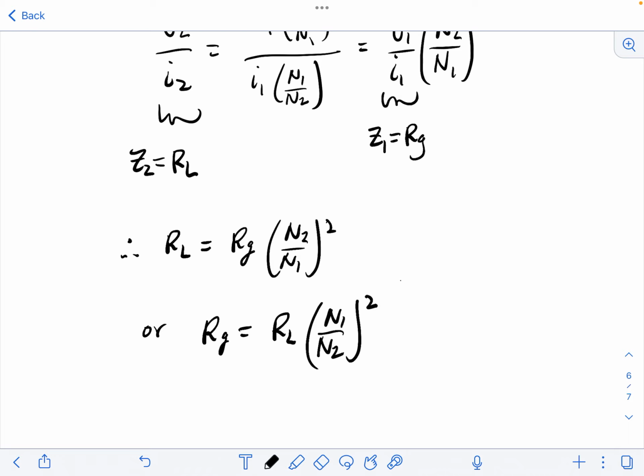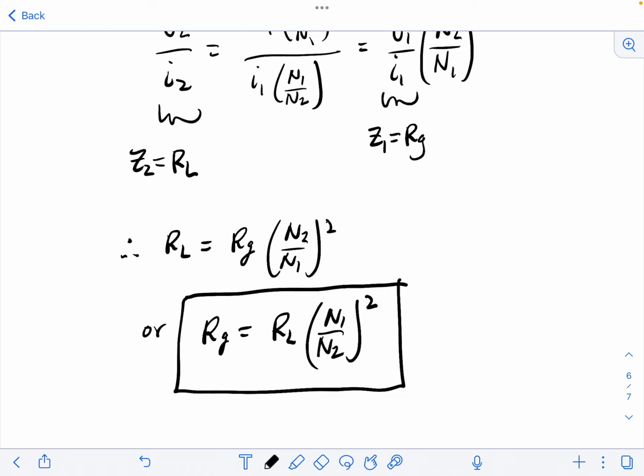And so that's the condition that would determine what ratio of turns that we wanted. For example, if RG was, say, 50 ohms, and RL was 200 ohms, so it was 4 times too big, then what we would want to do is set N1 over N2 to be 1/2, so that when we square it, we get 1/4, and the RL, which is 4 times too big, would be transformed down to be equal to the 50 ohms. And so we'd want twice the number of turns on the secondary as the primary.